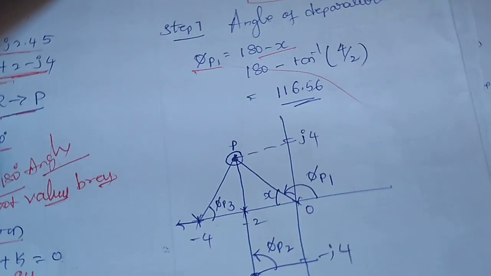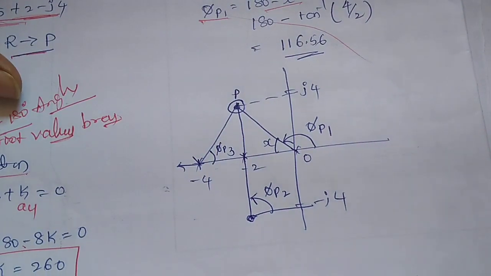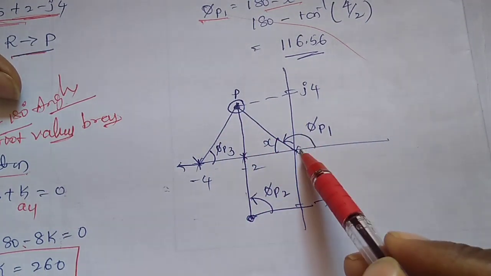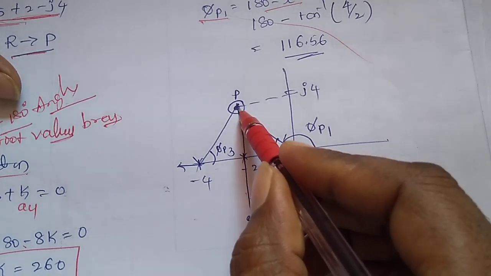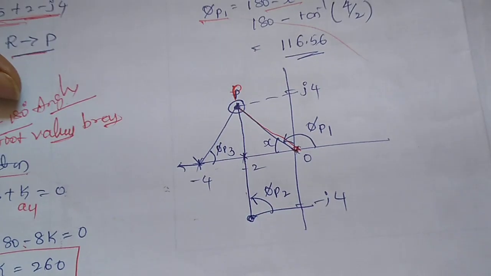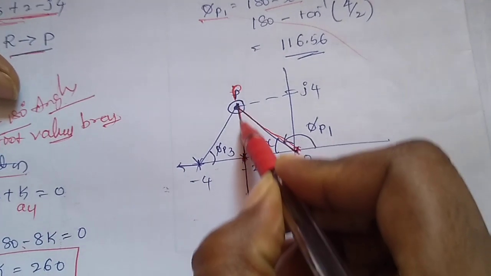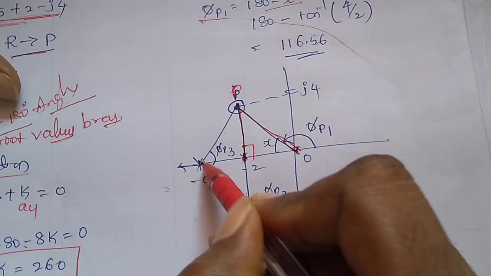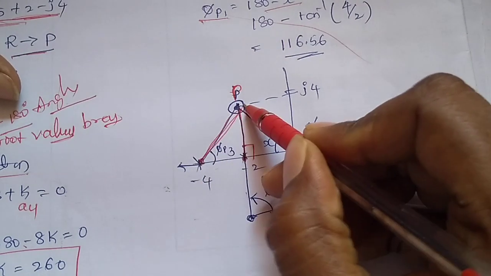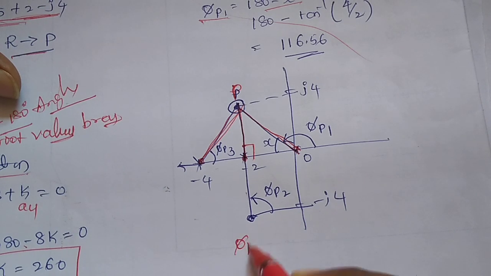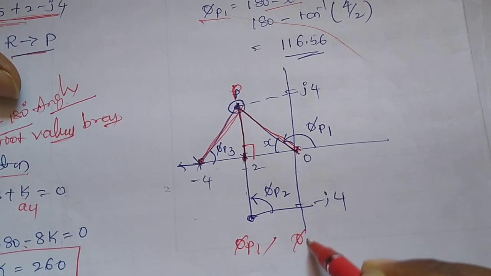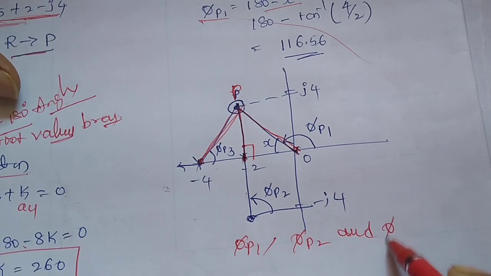So to calculate the angle of departure, I can use this method. So first pole, draw the slope line, mark the point P, draw one slope line from the first pole, then draw one more slope line from the second pole, and one more slope line from the third pole. So we get the values of phi p1, phi p2 and phi p3. Then after finding these values, you have to sketch the root locus.